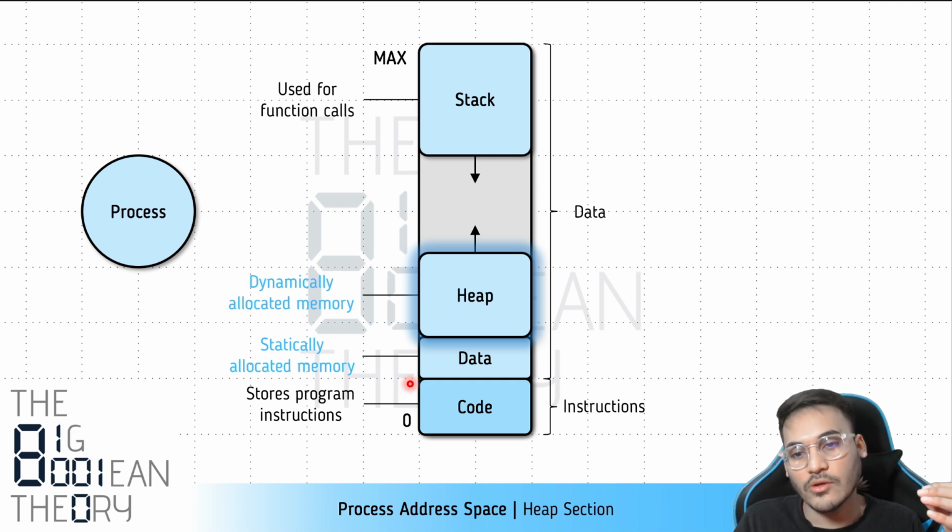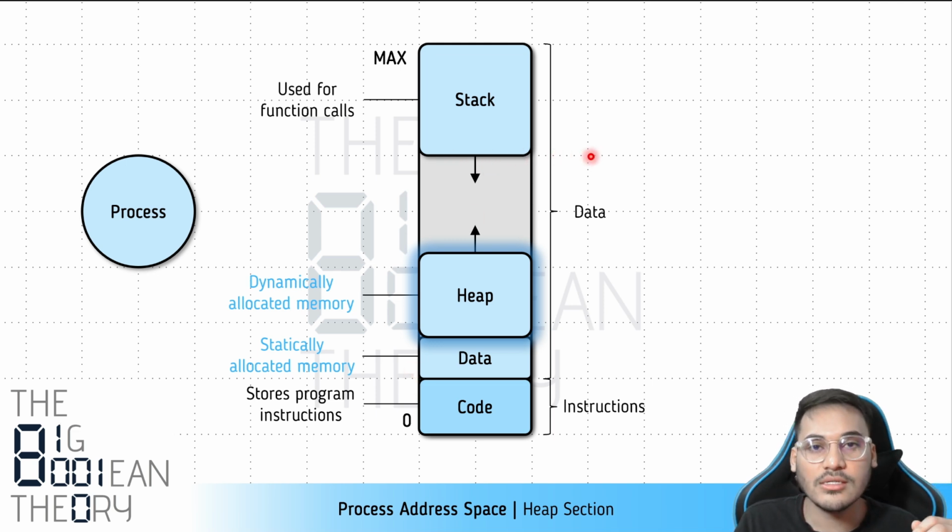All of these are allocated in a static way. That is, they are statically allocated memory, right? They last throughout the execution of the program. We have talked about the data section in great detail in the previous video. And finally, we have also talked about the stack section.